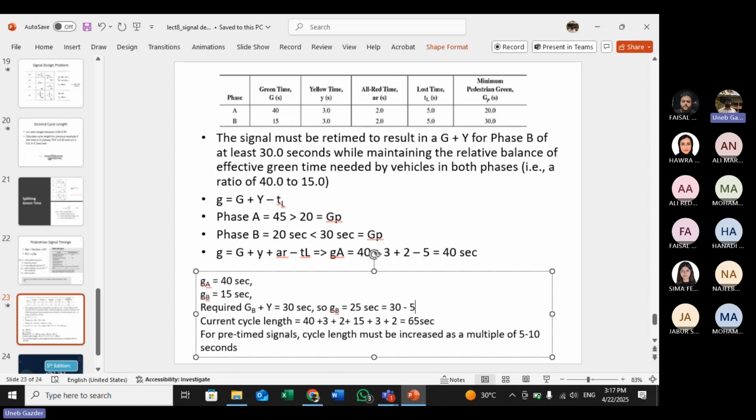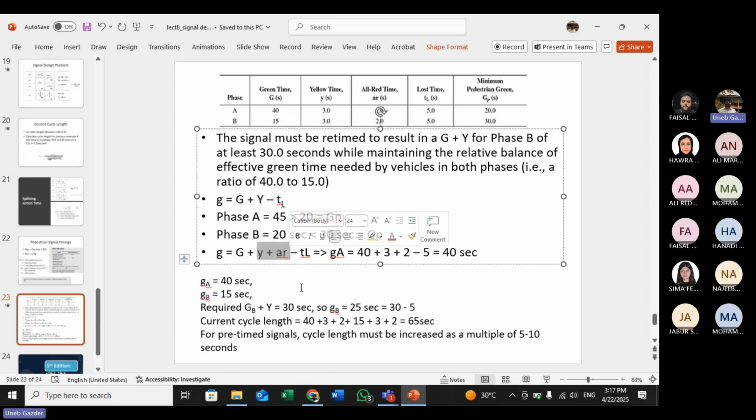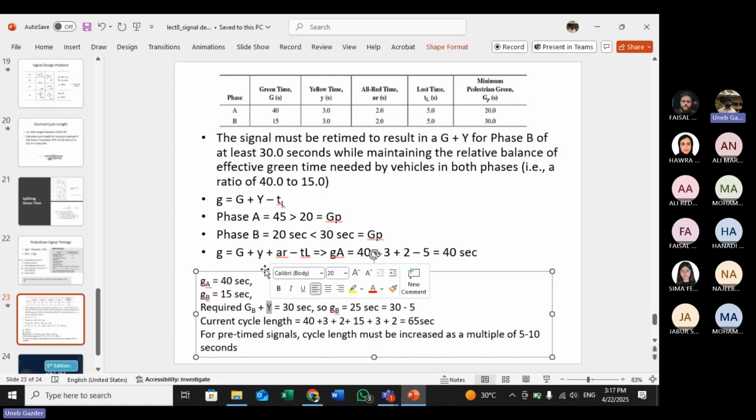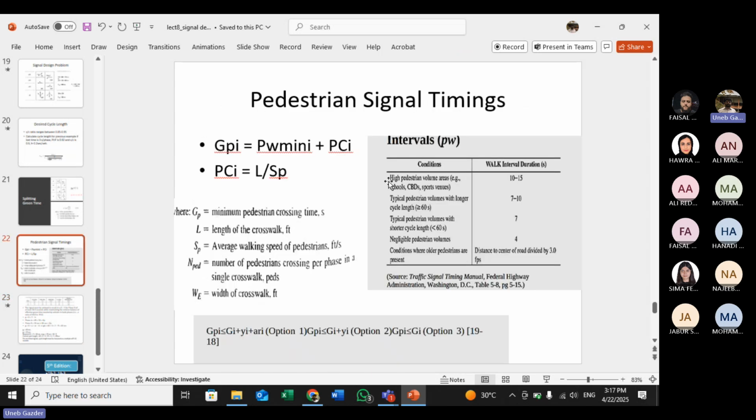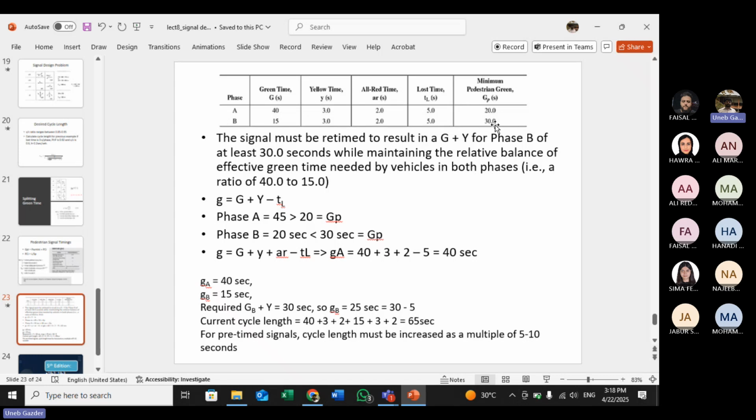Now keep one thing in mind. Again, capital Y means small y plus AR, so yellow plus all red, all included. And we are taking the first criteria, which says pedestrian time should be at least equal to green plus yellow plus all red. The pedestrian time is 30, so green plus yellow and all red should be at least equal to 30. Effective green time is all this minus lost time, so all this should be equal to 30 minus lost time, which is 5 seconds.